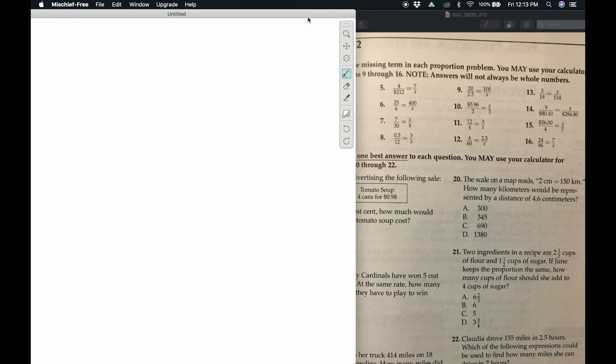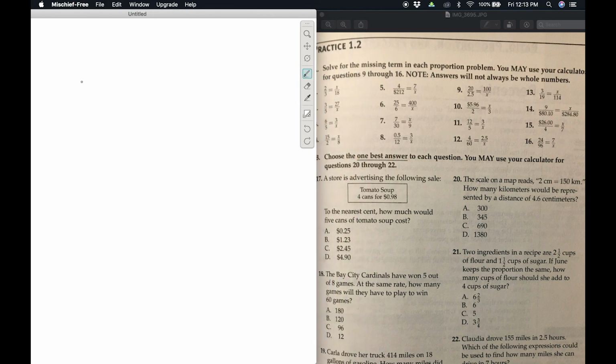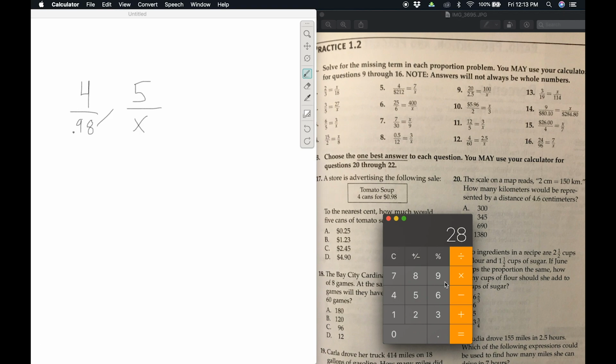Well, I don't know. Let's see. So we have 4 cans that cost 98 cents each. Not each. They cost 98 cents total. So we need to see what 5 would cost. So remember, multiply towards the x. 98 times 5. I could figure that out in my head. It's almost 500. 5 times 98 equals 490. Yes, sorry.